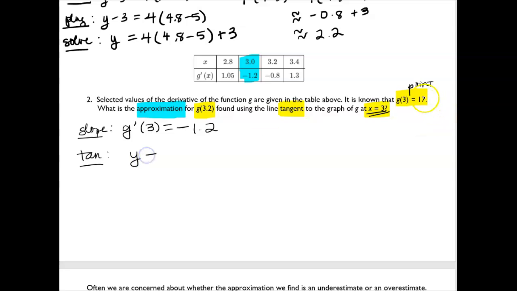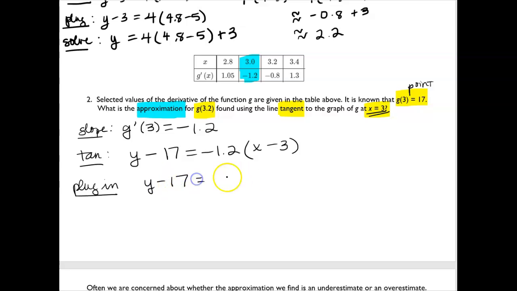y minus my y value from my point, 17, equals my slope, negative 1.2, that was my derivative, times x minus 3. Now, if all I was asked to find was the tangent line equation, I would be done. However, I was asked for the approximation for g of 3.2, so I'm going to go ahead and plug in: y minus 17 equals negative 1.2 times 3.2 minus 3.